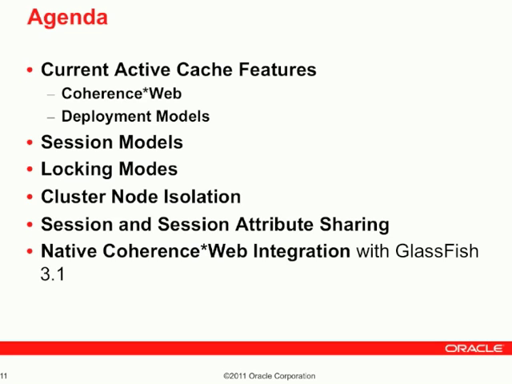So in this talk, at least in the first part of this series, I'd like to start off by describing the Active Cache feature set, and primarily we're going to focus on Coherence Web. Coherence Web has a number of concepts that are useful for understanding before you actually deploy a Coherence Web solution. So we're going to drill down on deployment models, the various session models you can configure, locking modes, the cluster node isolation configuration, as well as session attribute sharing. And then lastly, we'll describe how you go about integrating this solution with Oracle GlassFish Server 3.1.